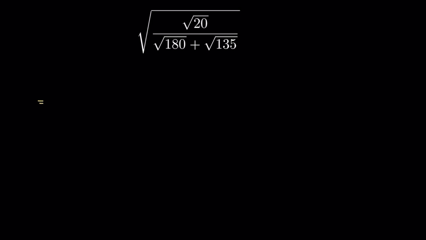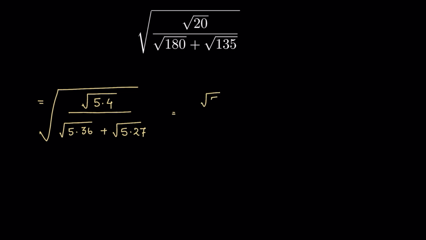Square root of 20 upon square root of 180 plus square root of 135, we have to solve it without calculator. So square root of 20 we can write 5 times 4 under square root, then upon square root of 180, if we factorize it, we can write it 5 times 36 under square root, then plus square root of 135, again factorize it and write it as 5 times 27 under square root, then all under square root.